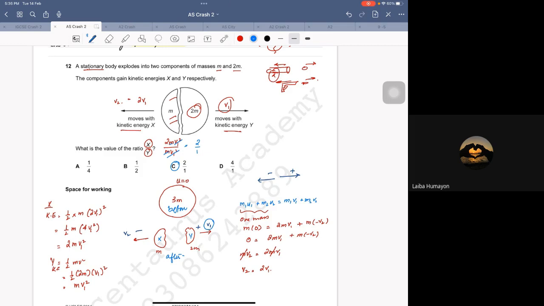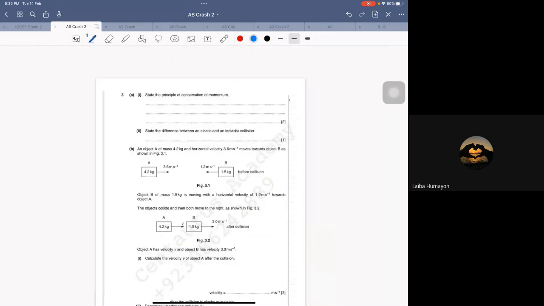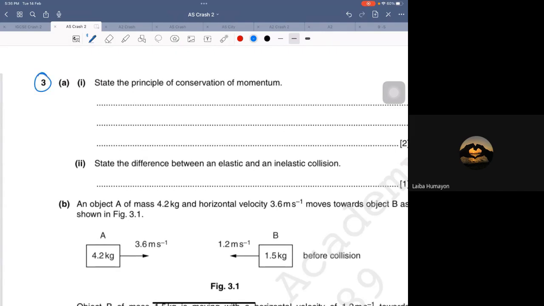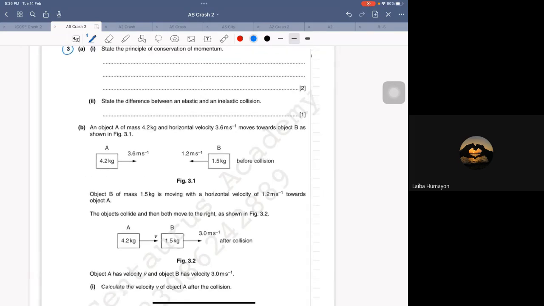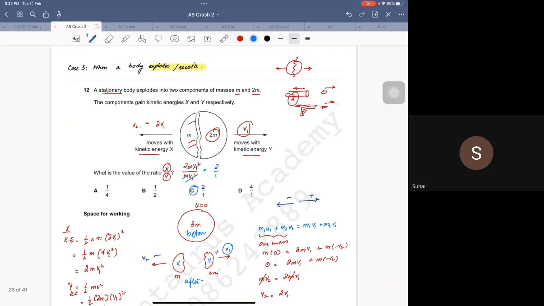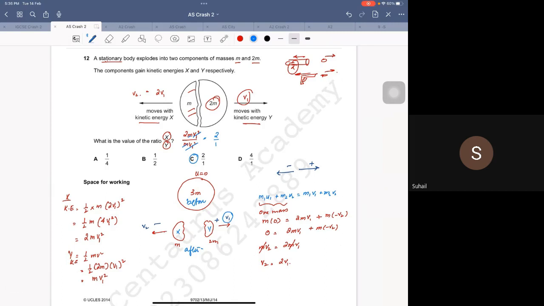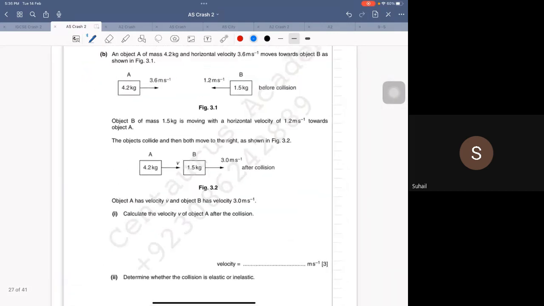All right. So for this question, I don't know how many questions, this one is for you as homework. Then I'll just explain it to you. You know the principle of conservation. I wrote it. What is the difference between elastic and inelastic? You will know that soon. So what was the answer for the previous question? 2:1. C. Okay. Everything else you can basically do.